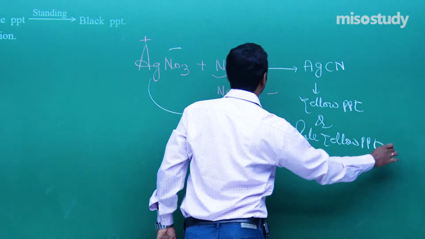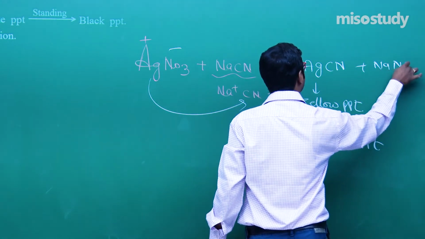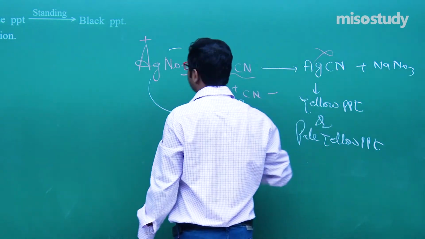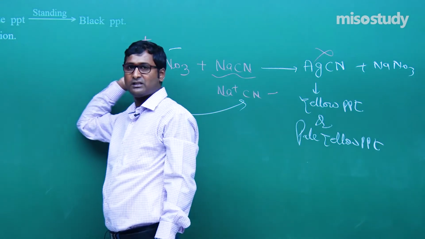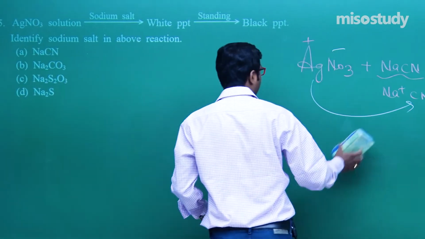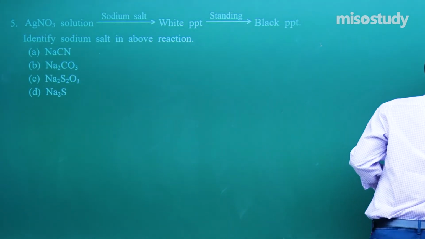Clear to you? And the byproduct in this case is NaNO3. Here the question says it gives white PPT, so definitely this is not the correct option, because this is a yellow PPT and the question gives a white PPT. So this is not the correct option. Now let's check the second option.